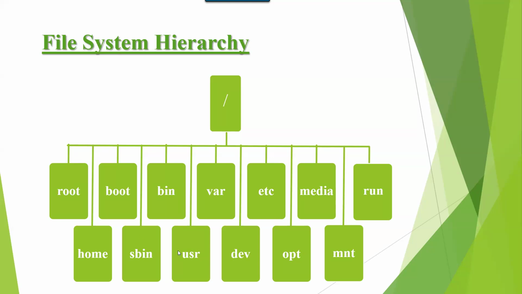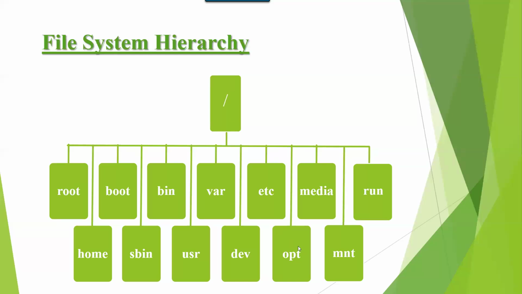USR contains default applications, which come along with operating system. Those applications are stored under USR. Var contains variable files. System log files are stored under var. Dev contains devices information, means partition information is stored under dev. Etc contains configuration files. System configuration files are stored under etc.